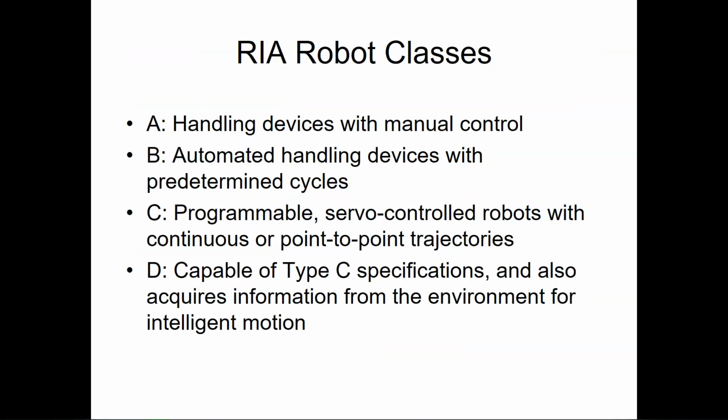So the Robot Industries Association has 4 classes for robots. You have those that are handling devices with manual control. You have automated handling devices that have cycles.